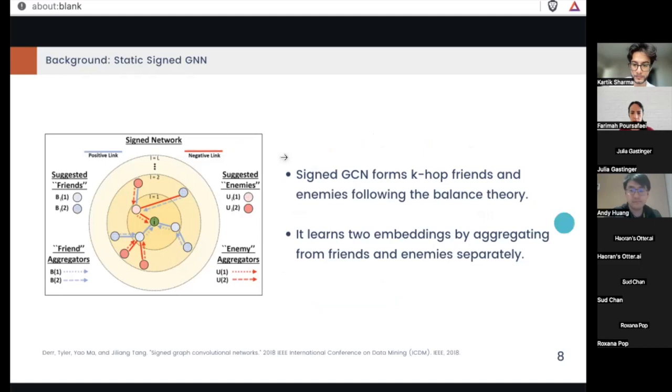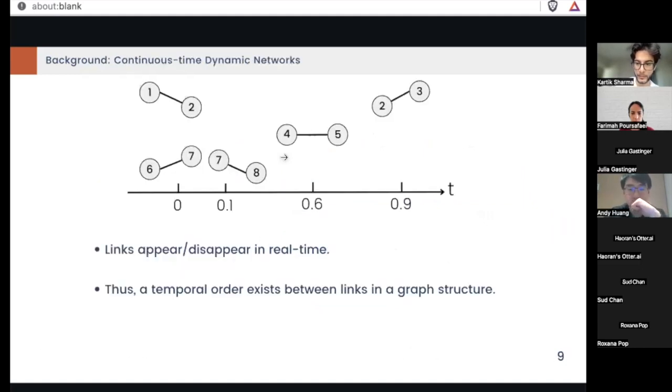Another background that we would like to give would be about dynamic networks, which I guess would be more familiar to the group. I would just say that here links, typically unsigned and homogeneous, are considered, and they appear or disappear in real time. And therefore, a temporal order exists between links in a graph structure. In addition to the link structure, which nodes are linked to which other nodes, there is also a temporal order between these links.